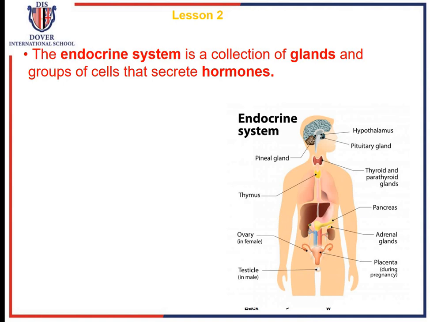So what's the endocrine system? Endocrine system, it's an organ system, and we have just said that the system is a group of organs. The organs here are called glands. So endocrine system is a collection of glands, a group of glands and cells that will secrete hormones, which are chemical messengers, directly in my bloodstream.